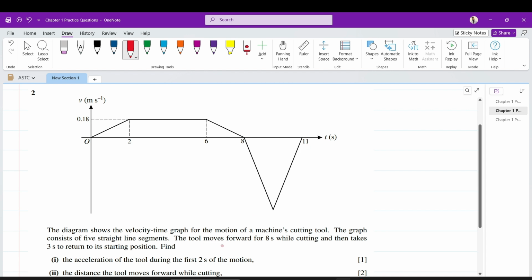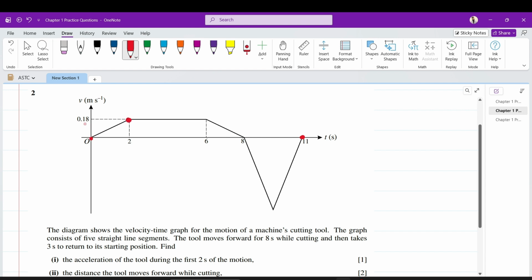Okay, the tool moves forward for 8 seconds. So in total, it is moving forward for a total of 8 seconds, and that comprises of 3 line segments. Okay, and then takes 3 seconds to return to its starting position. So then it takes another 3 seconds to return to its starting position. That's here. Find the acceleration of the tool during the first 2 seconds of the motion. So that is from here to here.